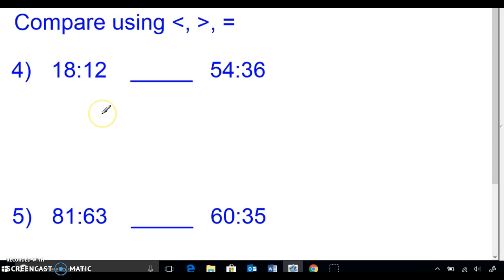Okay, so for these ones, you are going to compare the fractions. So the first thing you want to do is write them as a fraction. So they are ratios, and you're going to write them as a fraction. And then you're going to write them in simplest form. So the first one, 18 over 12, I can divide by 6. And when I divide by 6, I get 3 over 2.